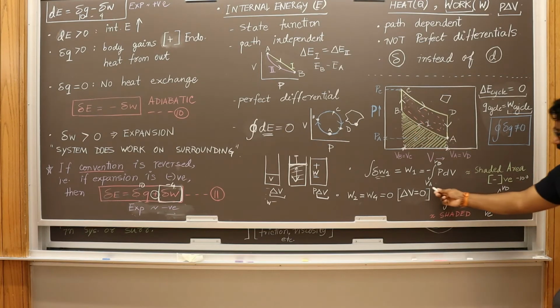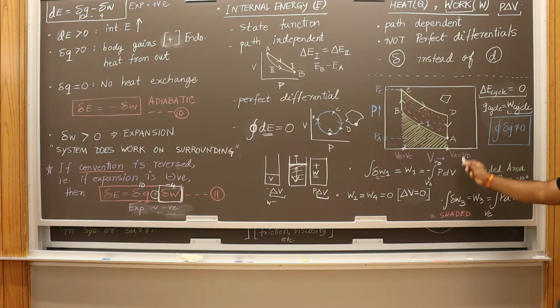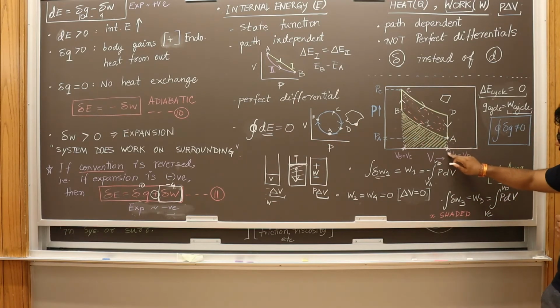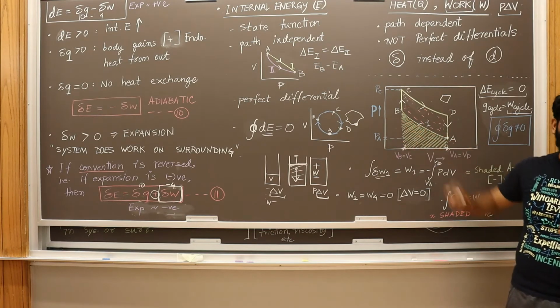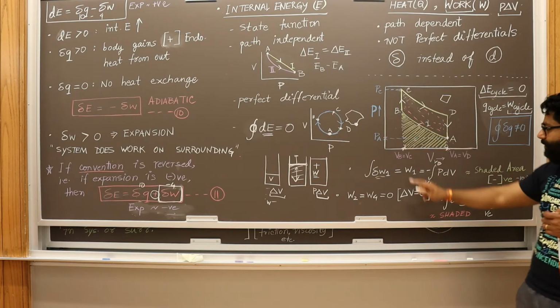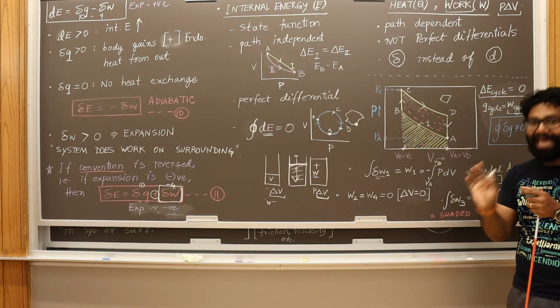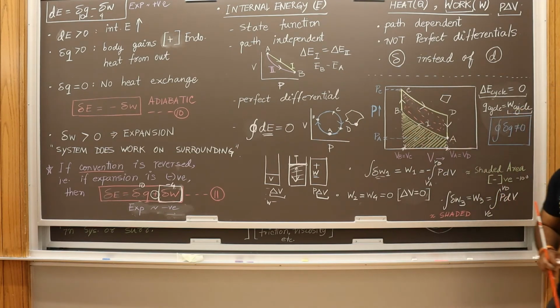Okay. Now when you have VA to VB, you see that the volume is decreasing, right? You had some higher volume, now you have some lower volume. So in this case the work done will be negative. Whatever the amount of work is, the sign of the work will be negative because you are doing a contraction there, a compression.